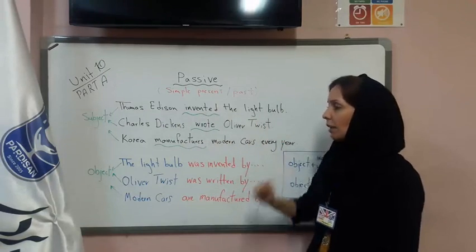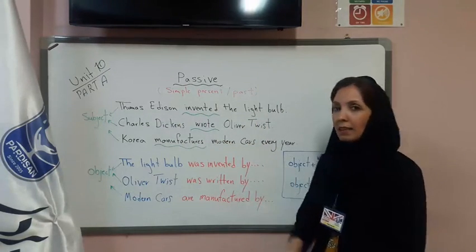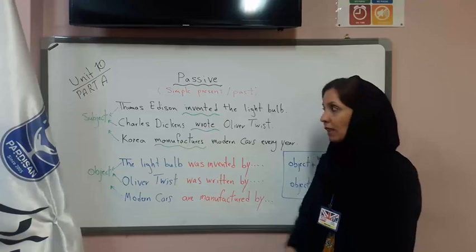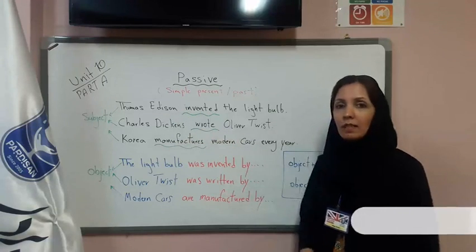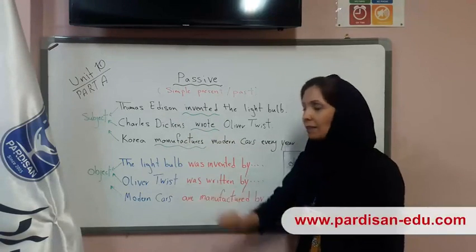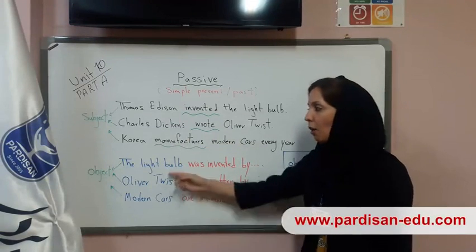Edison invented the light bulb. The light bulb was invented by Edison. Both mean the same, but in active sentences, the focus is on the subject. In passive sentences, the focus is on the object.